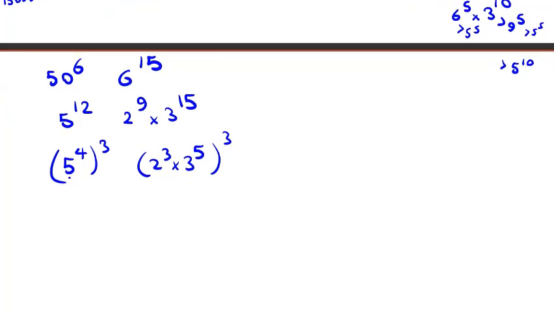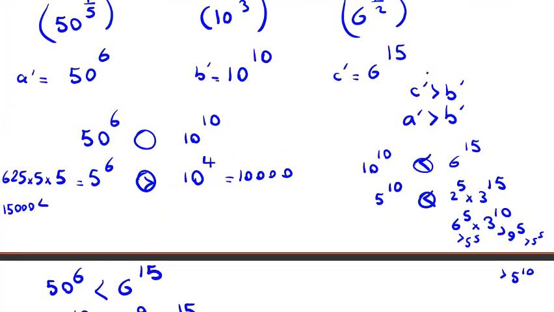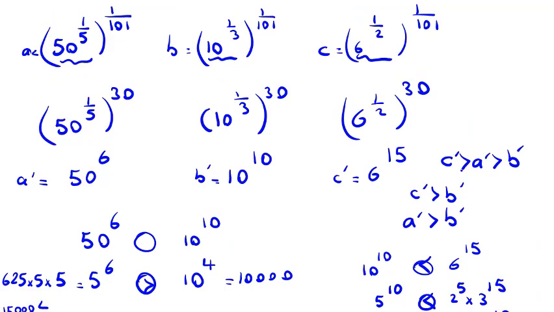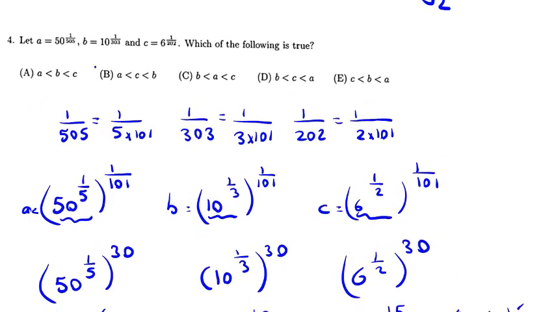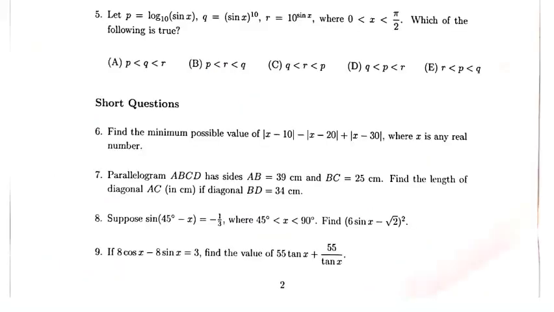Now we should check these two numbers. 5 to the power of 4 is 625, and this is 8. 3 to the power of 5 is 243. It will be greater than 1000. So here we can say it's greater than this. So 6 to the power of 15 is greater than 50 to the power of 6. So C prime is greater than A prime, greater than B prime. So we can say similarly C is greater than A, greater than B. So C is the answer.